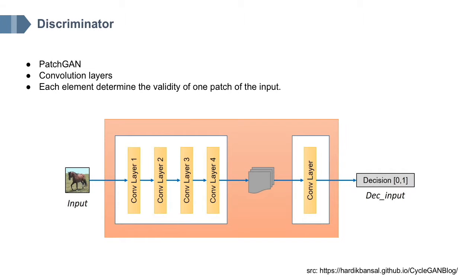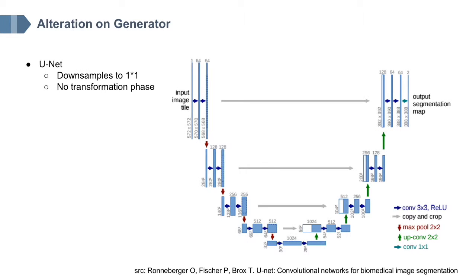As for the discriminators, they apply the methodology of the so-called PatchGAN, which generates an output after some convolution layers. Each element in the output is responsible for determining the validity of one patch of the input. There are some alterations we're going to propose on both generators and discriminators to strengthen the ability to convert an image from the set of cats to the set of dogs.